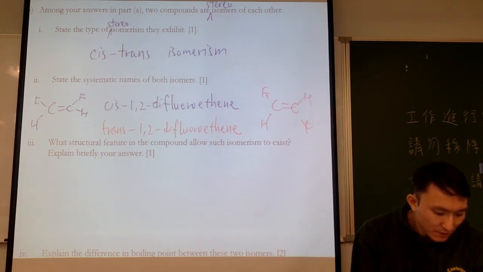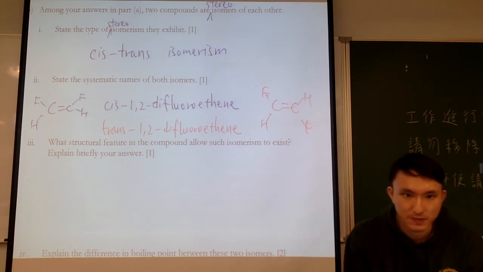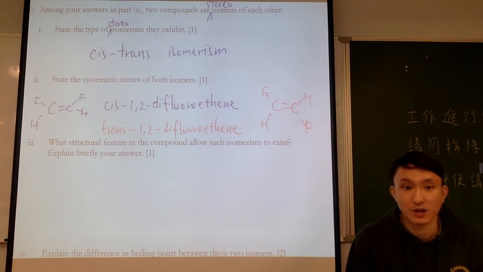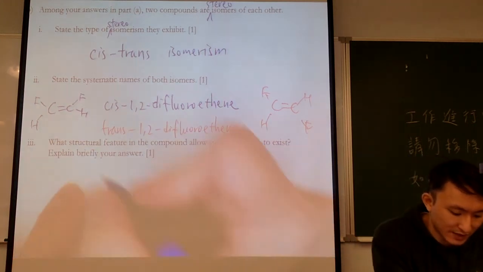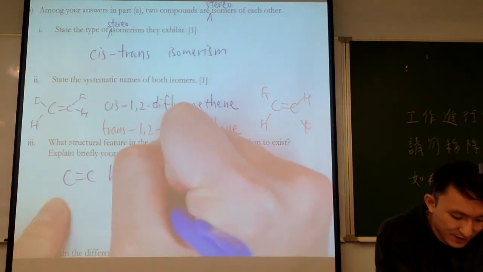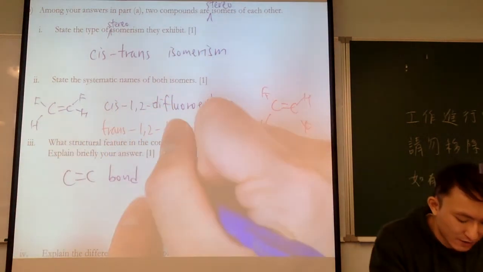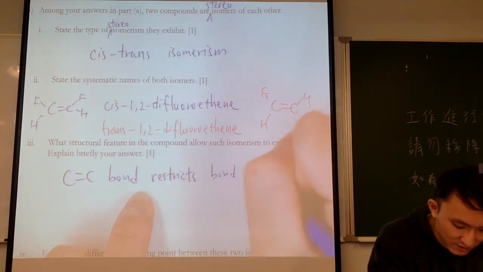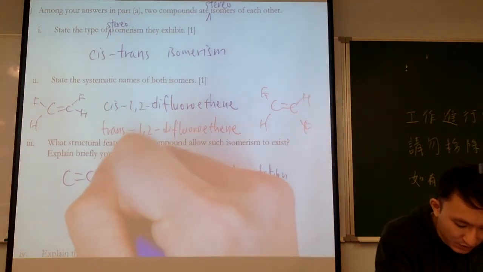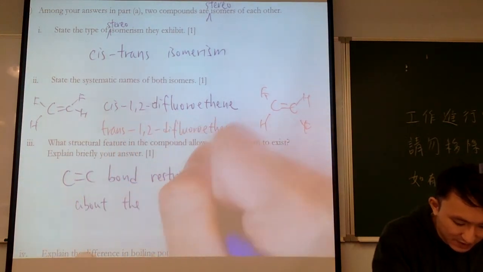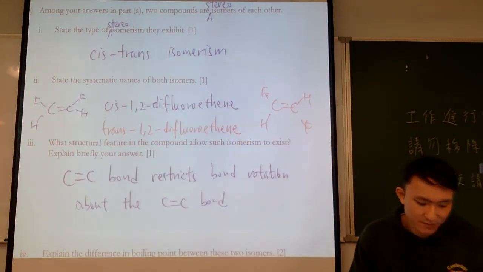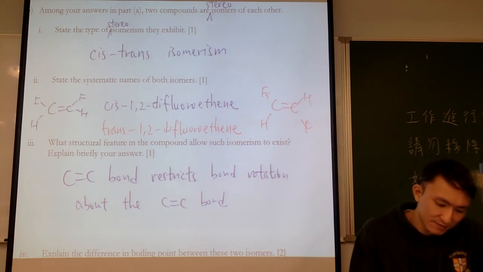Okay. So what structural features in the compound allow such isomerism to exist? Explain briefly your answer. So this one talks about the origin of the formation of cis-trans isomerism. So you will say that the CC double bond, this is the structural feature, restricts bond rotation about the CC double bond. Okay? Alright, so that's the idea.